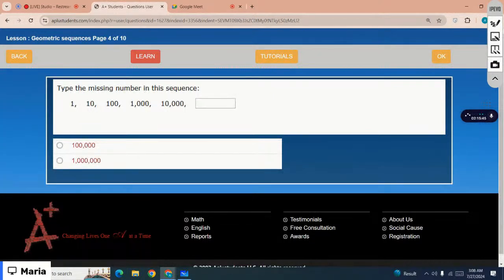The next one is: type the missing number in the sequence. Which number is missing? The correct option is you need to multiply 10,000 by 10, because the pattern is growing by 10. 10,000 multiplied by 10 is 100,000. Option number 1 is the correct option.